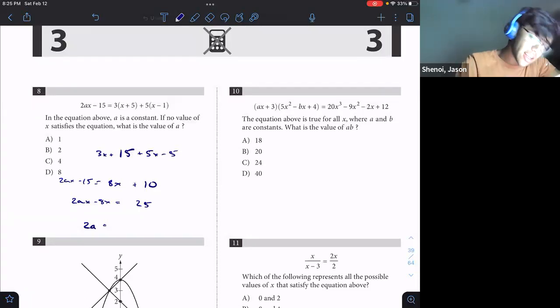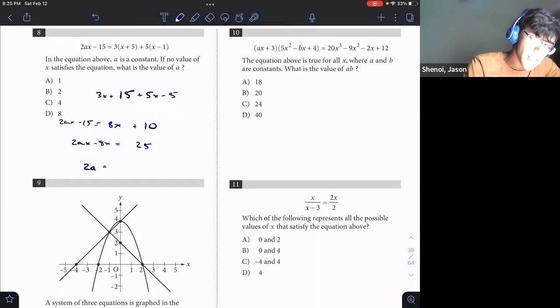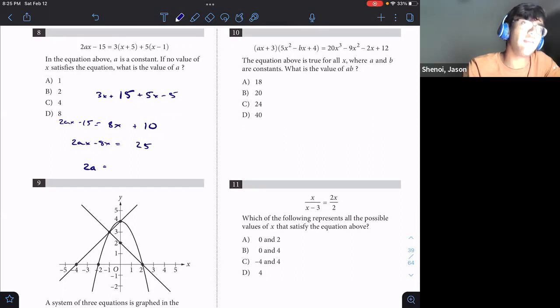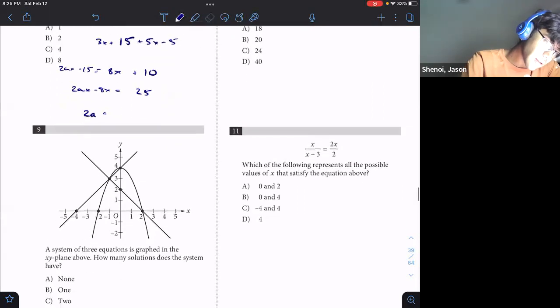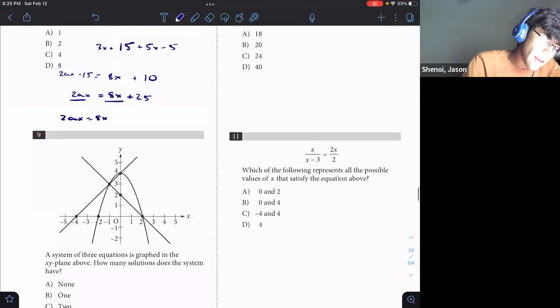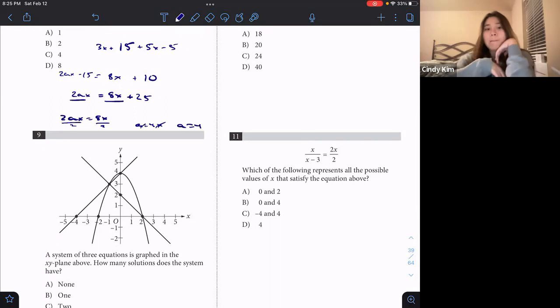So when it says that no solution satisfies this, basically the x's have to cancel out. That's what it's going for. So how you would solve this is, equals 8x plus 25. You would set your x's equal to each other. So 2ax has to equal 8x. And so you divide by 2, you get a is equal to 4x. Ax equal to 4x, x cancel out, a is equal to 4.